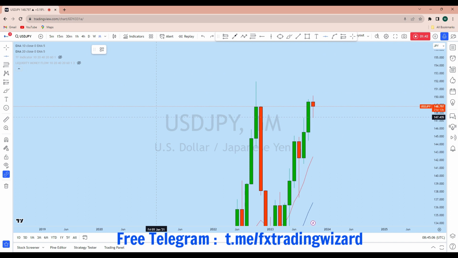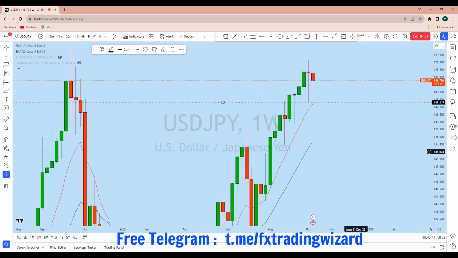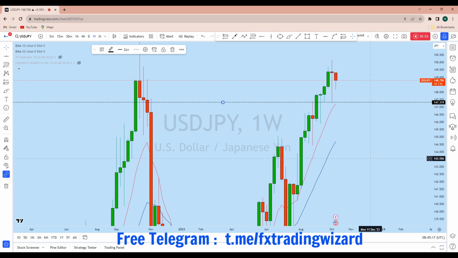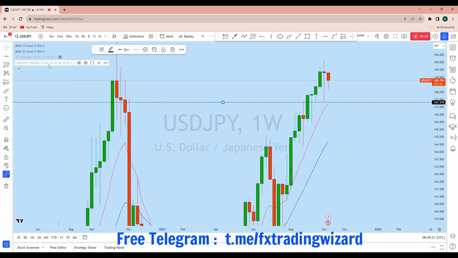If we draw this monthly support level, we can see that dollar yen has tested this level, and we can expect it to slowly push towards the upside. Now if we look at the weekly time frame on dollar yen, we can see that from the weekly also the price action is bullish.